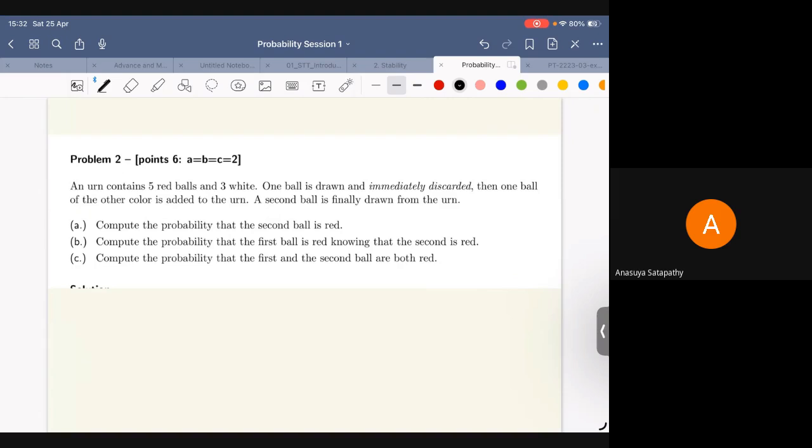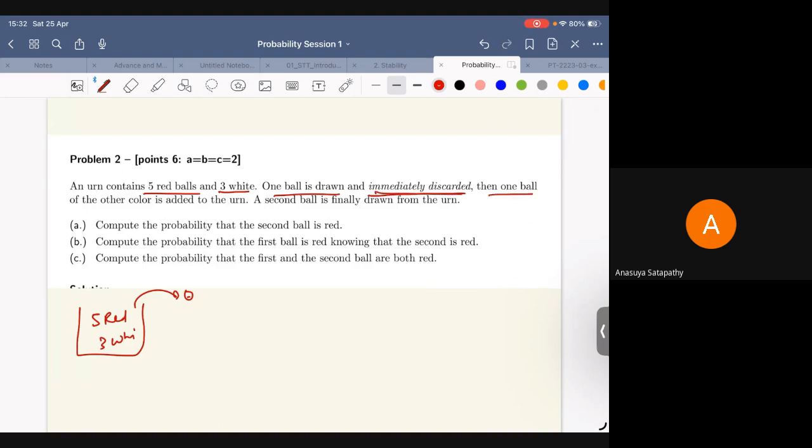So did you read the question? Let me explain. There is an urn where 5 red balls are there and 3 white balls. So one ball is drawn. So we have to draw one ball and immediately discard it. Like this is the bag, 5 red balls and 3 white balls. I draw one ball, then I throw the ball. It will be lost. I cannot put it inside the bag. So immediately I discard the ball.